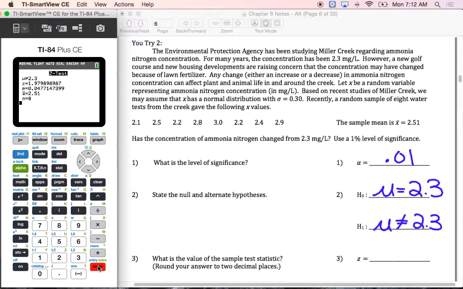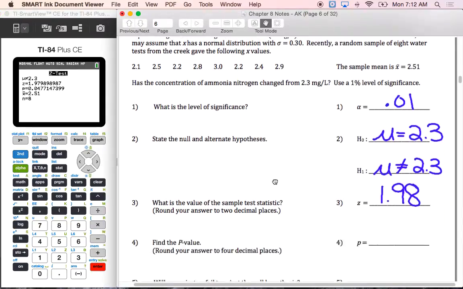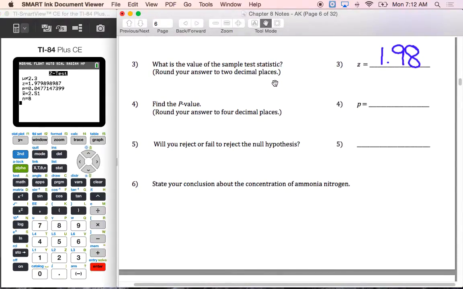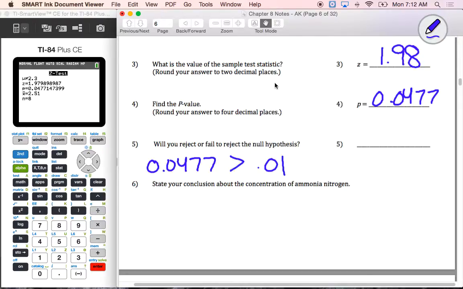So there's my list. So for my Z then, it's a 1.98. For our p-value, 0.0477. So if we compare, 0.04 is greater than 0.01, so we're going to fail again.